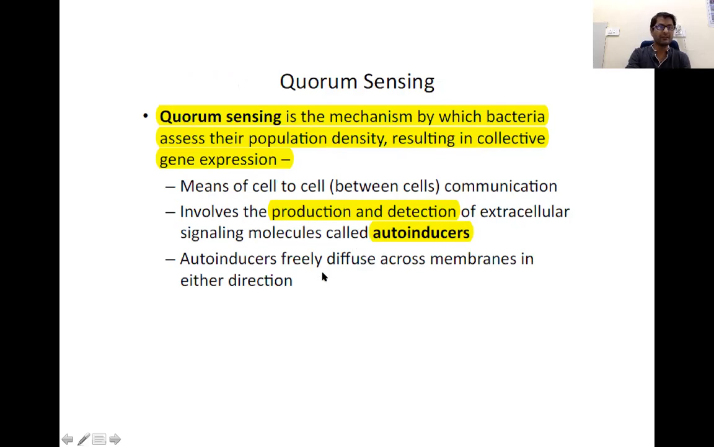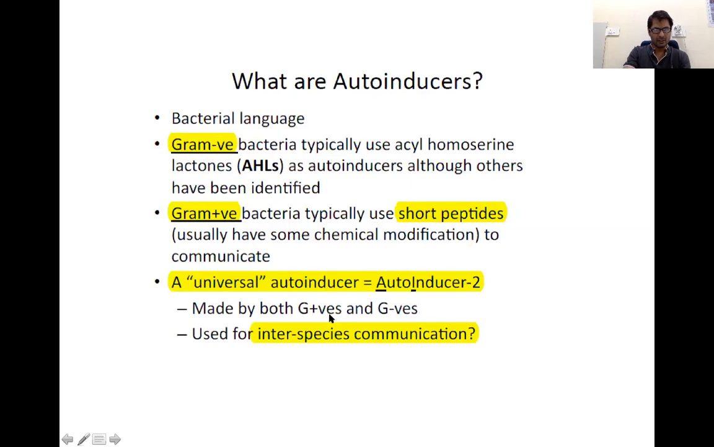Autoinducers freely diffuse across membranes in either direction. They can go inside the cell and they can come outside the cell. So these are the freely diffusing autoinducers. So what are autoinducers? You can say these are the bacterial language. Bacteria talk to each other with the help of autoinducers.